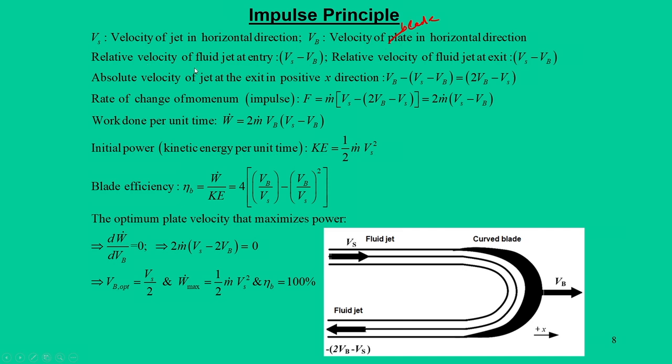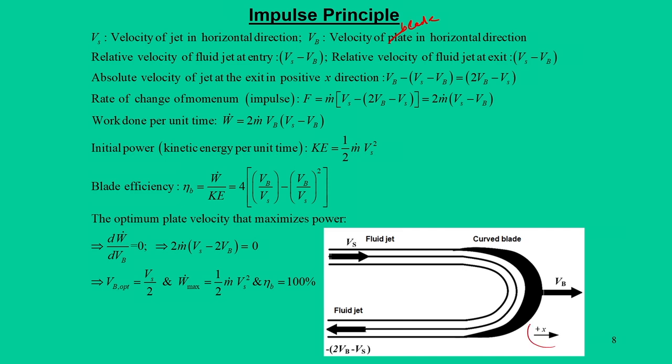So, the relative velocity of the fluid at the jet entry would be Vs minus Vb, since the blade is moving at Vb. The relative velocity at the entry and exit will also be the same. But then what will happen to the absolute velocity? The absolute velocity at the exit would be Vb minus this relative velocity. So, the absolute velocity at the entry is Vs, but the absolute velocity when it leaves is Vb minus Vs minus Vb, because the jet turns in the opposite direction.